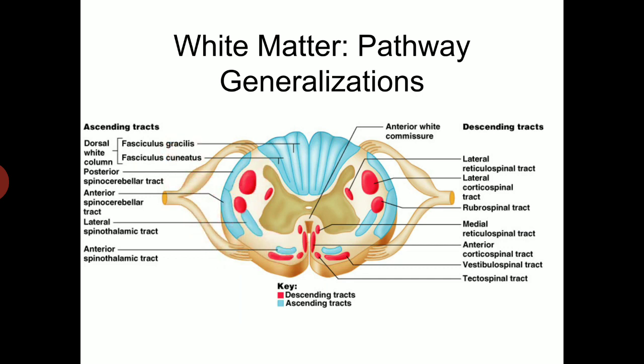So there is a list of ascending tracts, like dorsal column tracts, spinocerebellar, then lateral spinothalamic tract, and anterior spinothalamic tract. And in descending tracts, there are lateral reticulospinal, lateral corticospinal, rubrospinal, medial reticulospinal, anterior corticospinal, vestibulospinal, and tectospinal tracts. So these are extrapyramidal tracts, descending tracts, motor tracts.